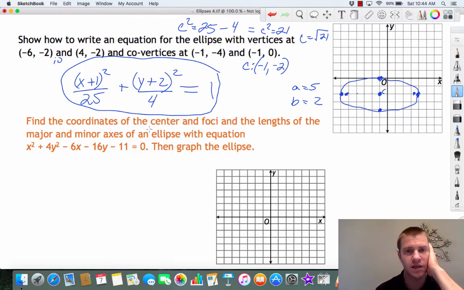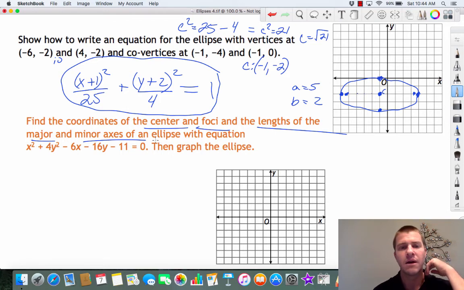Find the coordinates of the center, the foci, the lengths of the major and minor axes, and of the ellipse with the equation given. And then we're going to graph it. So again, just like with the circle, I need to get my x's together. I need to get my y's together.